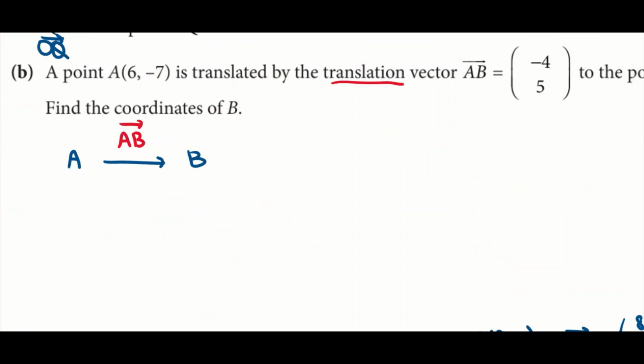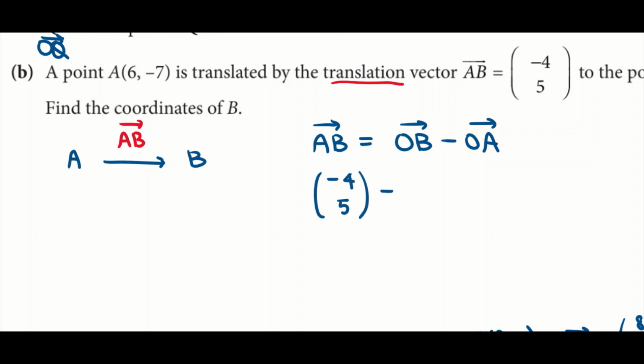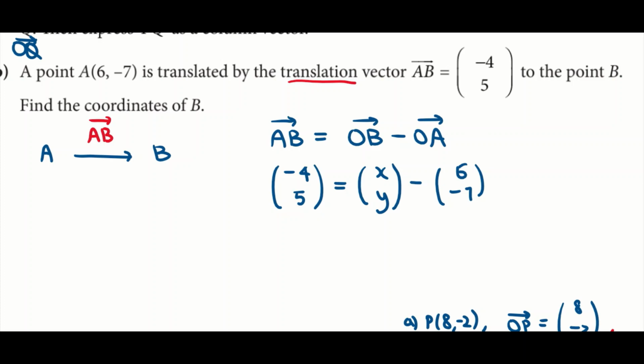Okay, so with the translation vector, which just means movement from A to B, how do I find coordinates of B? As I said, I'm given AB. If you are stuck, can you go back to position vectors? OB minus OA. Okay, I know what's AB, negative 4 and 5. I don't know what's OB. Let's keep it as X and Y. What is my OA then? How do you get 6, negative 7? Use the points, coordinates, right? 6, negative 7. Now we're just figuring out how to get X and Y.